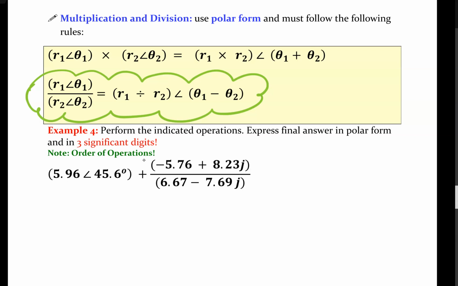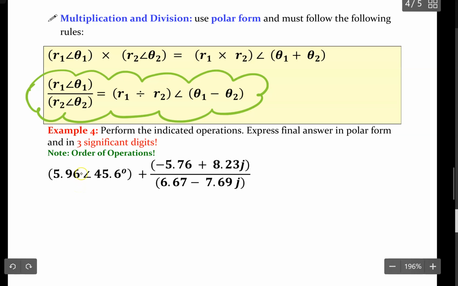Why am I emphasizing this? Because you will have to perform all kinds of operations with complex numbers later on. In this case, I need to perform this operation first, so I would like everyone to pay attention to my cursor. I have to divide first before I can add this with this complex number.